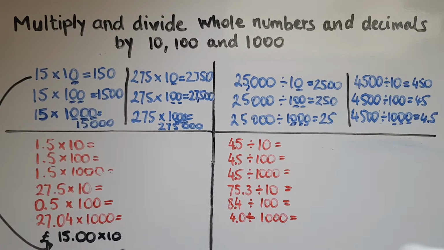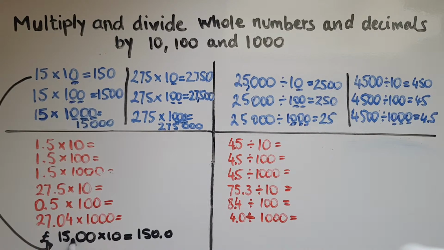So 15.00 times 10. What is going to happen here? If you try this with a calculator or by hand, you'll see that this will give us 150 or 150.0, which is the same answer. So what has happened? I'm multiplying by 10. And we're talking about positive numbers here. So that means that my answer will get bigger, 10 times bigger.